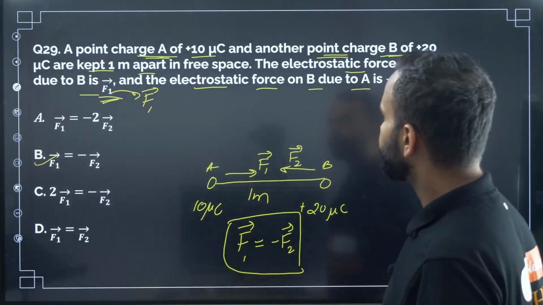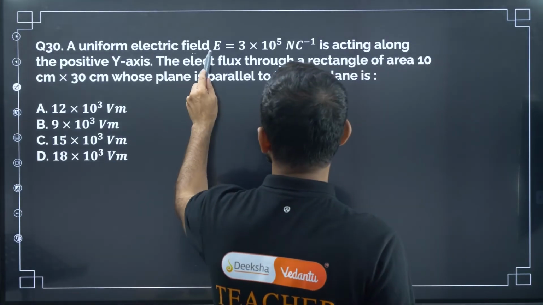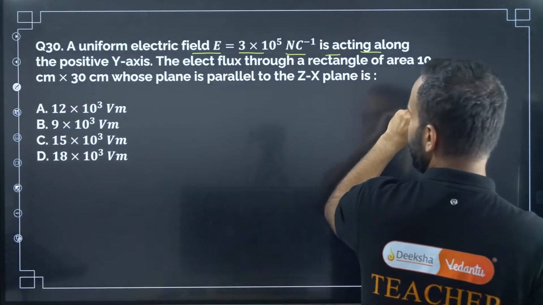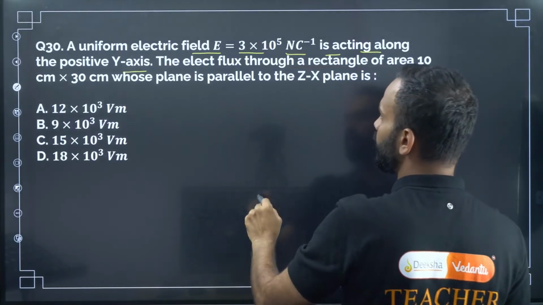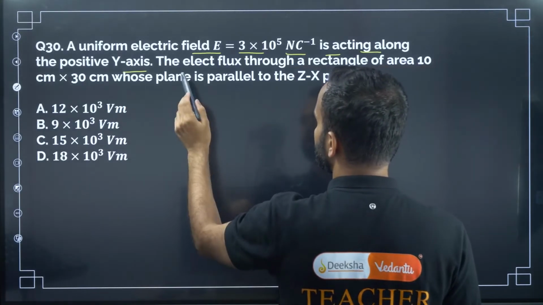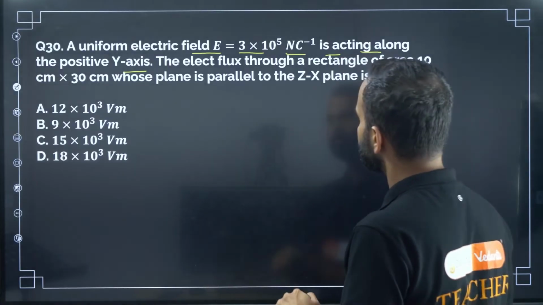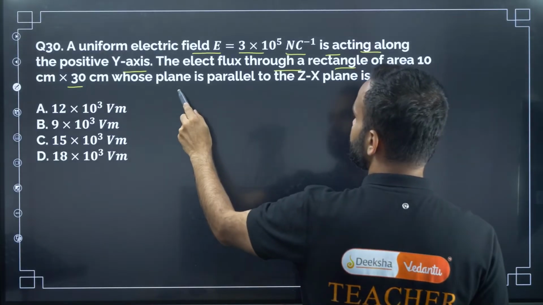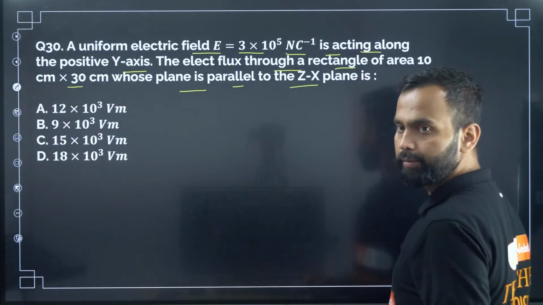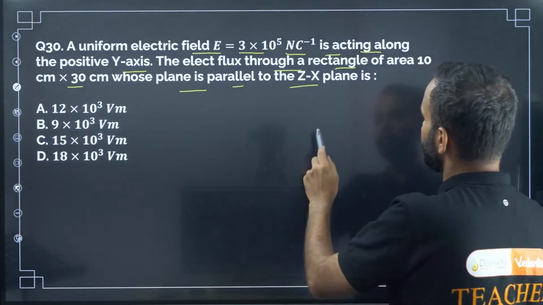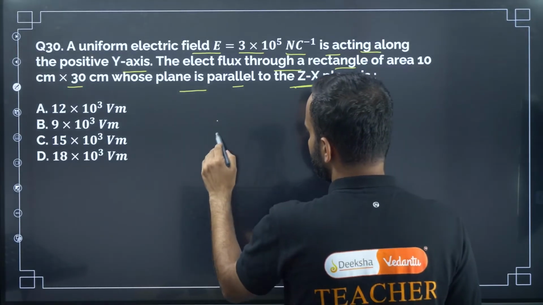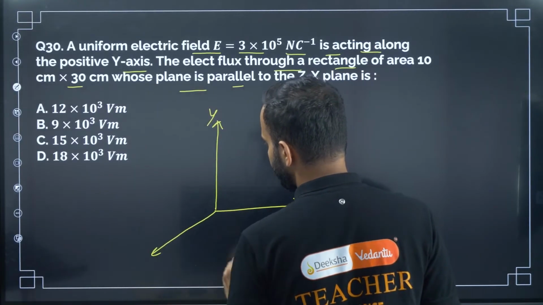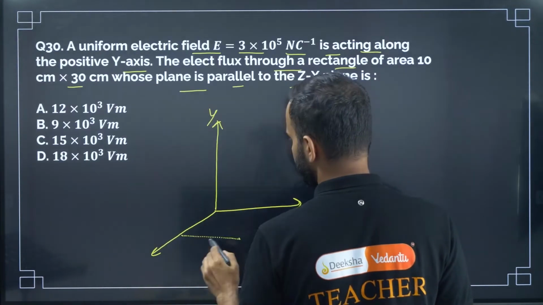Okay. Question number 30. A uniform electric field E equal to 3 into 10 to the power 5 Newton per coulomb is acting along the positive y-axis. The electric flux through the rectangle of area 10 cm cross 30 cm, whose plane is parallel to the zx plane, right? Okay, so this is y, x, and z, right?